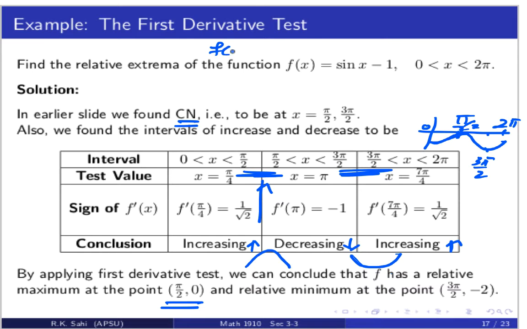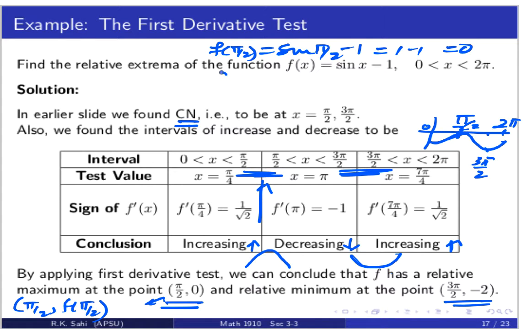Now pi half and 0. Remember, what is f of pi halves? That's the value here. It is pi halves and f of pi halves. What is f of pi halves? Sine pi halves minus 1, 1 minus 1, 0. What is f of 3 pi halves? So f of 3 pi halves is sine of 3 pi halves minus 1, minus 1 minus 1, negative 2. And that's a value where the function has a relative minima.